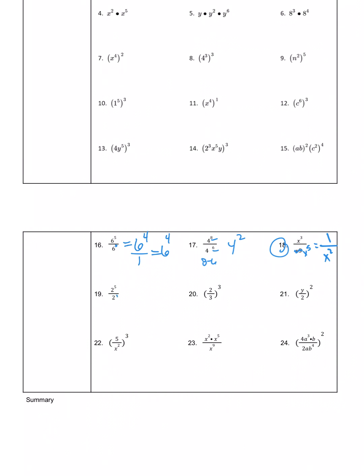Let's see, make that a 1. 5 minus 1 is 2 to the fourth. And then we already covered those kind of problems in our last video.